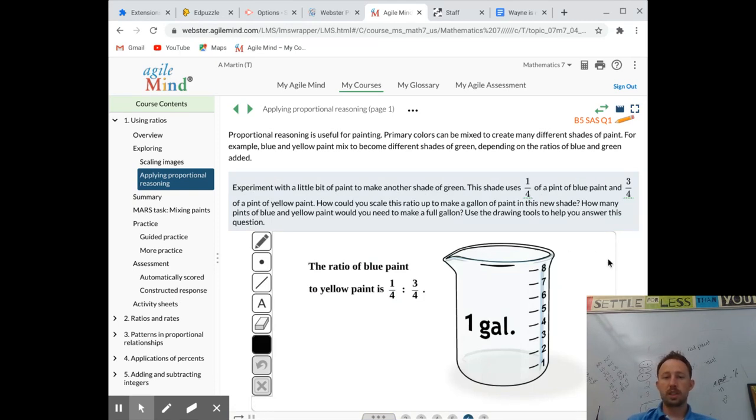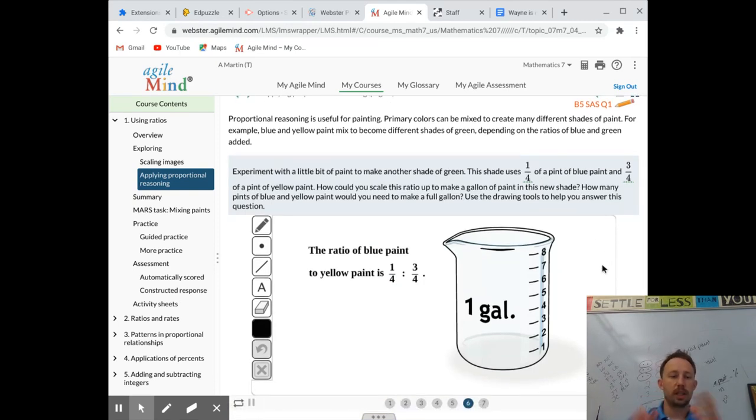All right, so let's look at 6. This one starts getting a little bit more interesting. Akira, will you read this for us, please? The blue part? This part right here. Experiment with a little bit of paint to make another shade of green. This shade uses 1/4 pint of blue paint, 3/4 pint of yellow paint. How could you scale this ratio up to make a gallon of paint in this new shade? How many pints of blue and yellow paint would you need to make a full gallon? Use the drawing tools to help you answer this question.